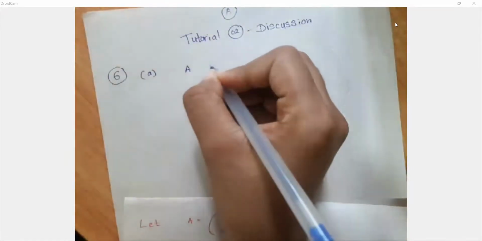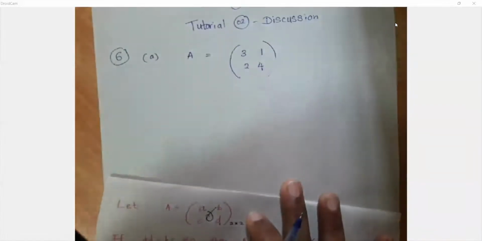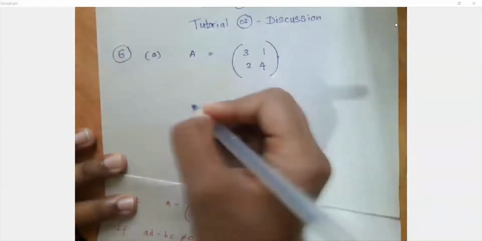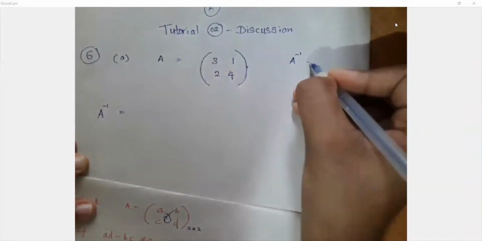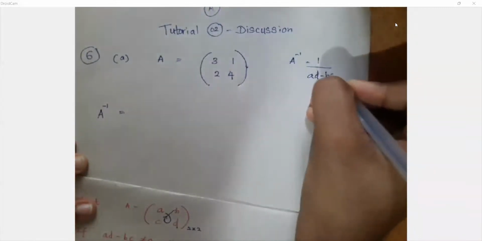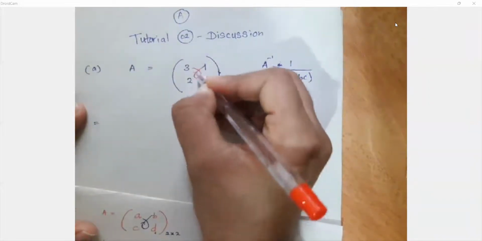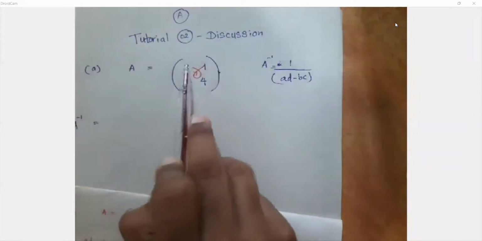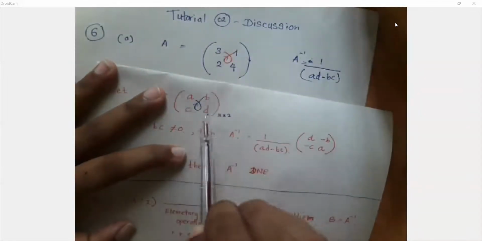Now take the values and find what our A is. Our A is, from question 5, 3, 1, 2, 4. First, we have to find A inverse. For that, what is our A inverse? It is 1 over AD minus BC times this matrix. Here, this is our A, this is our B, this is our C, this is our D.